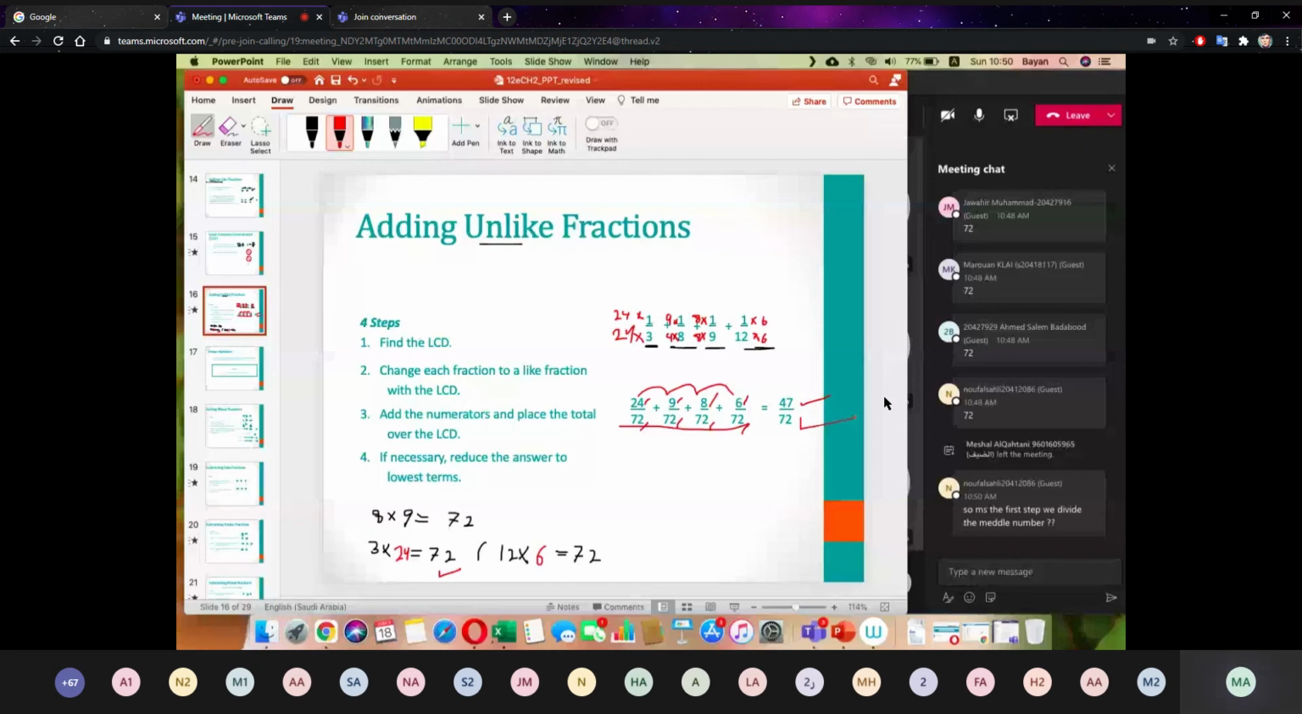No, you don't multiply or divide the middle numbers. You try to find the common denominator. You try to multiply this value or try to find another value that is common with these numbers. There is no specific way to find the common denominator here. We try.